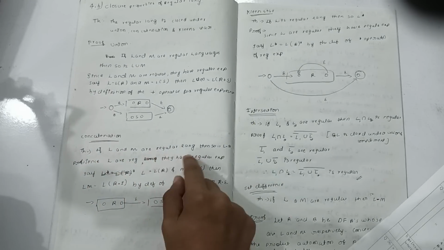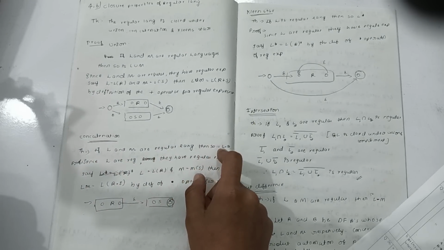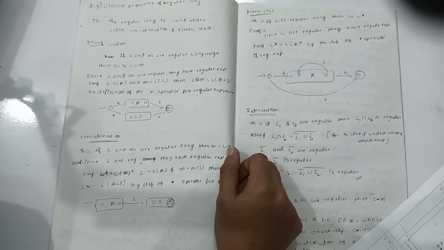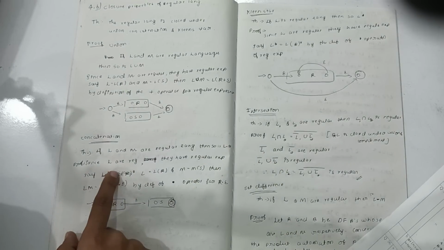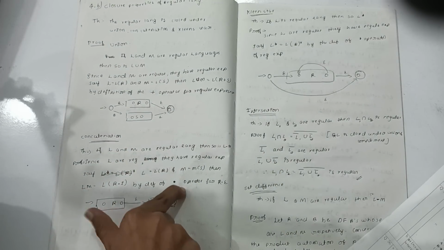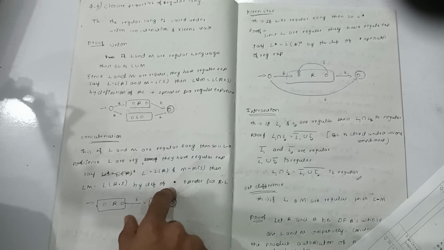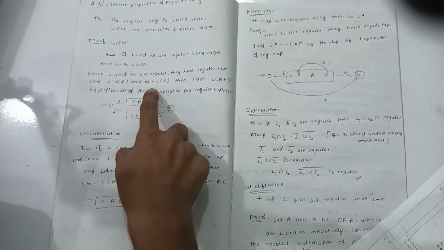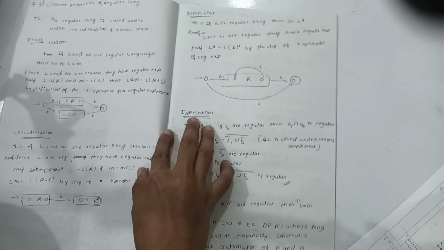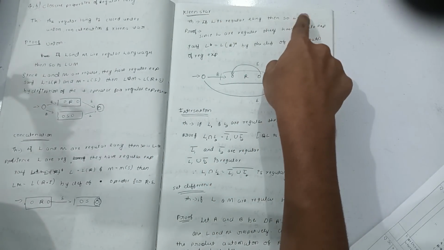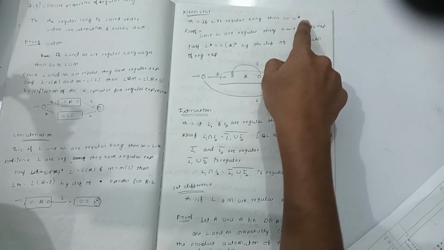Next, for the concatenation theorem, if L and M are regular languages, then their concatenation is also a regular language. Again, L consisting of R and M consisting of S, with the help of the concatenation operator, that is the multiplication operator, whereas union uses the addition operator. Then for Kleene star we take only L, so L star, that is the Kleene star.